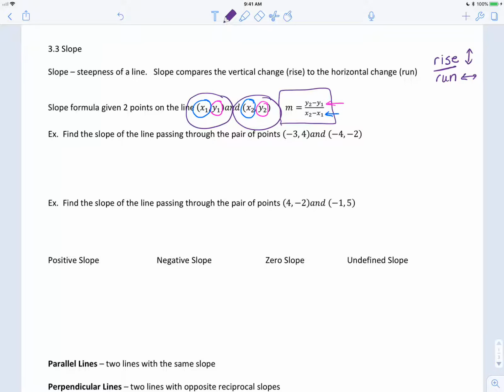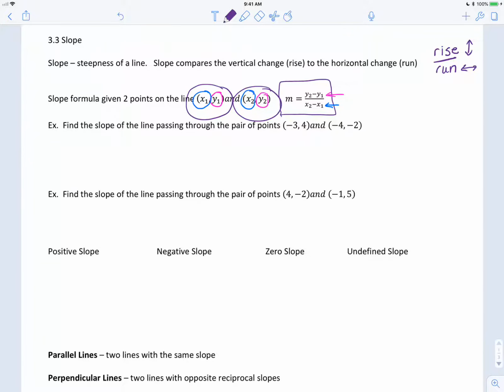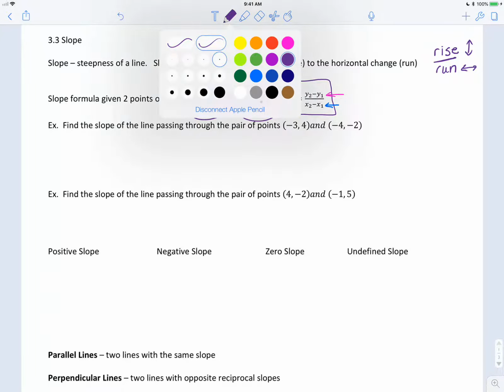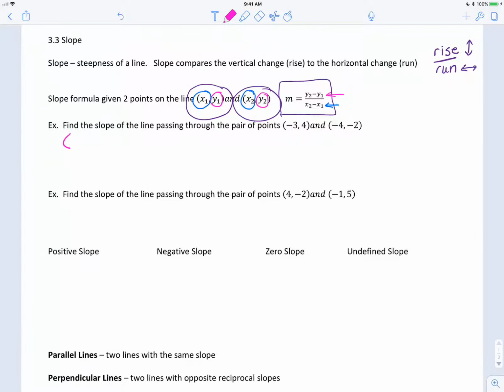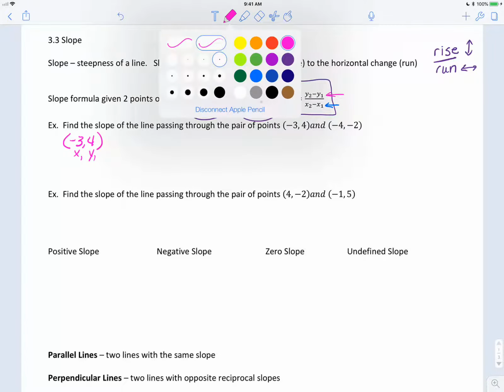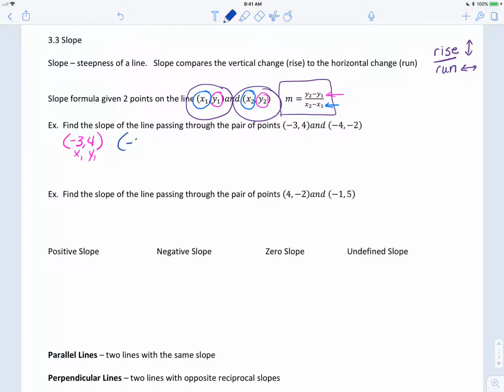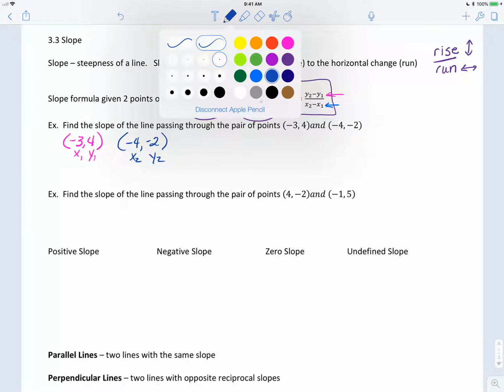So we're going to do a couple of examples now. We're going to find the slope of the line that goes through these two pairs of points. We're given one ordered pair, -3, 4. Remember, this is just the first ordered pair that we're given, so we label it as x1 and y1, because every ordered pair is an xy value. Our next ordered pair is -4, -2. We label that one x2 and y2, because that is the second ordered pair we're given. That's why we label them the ones and the twos.